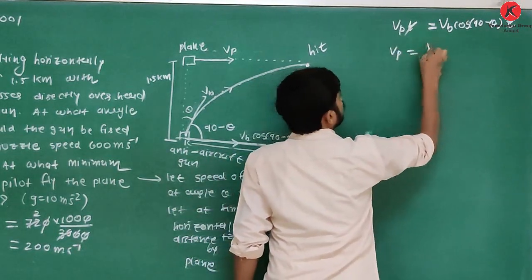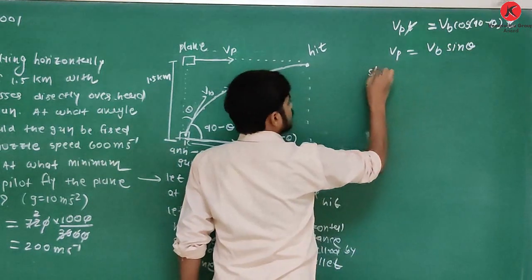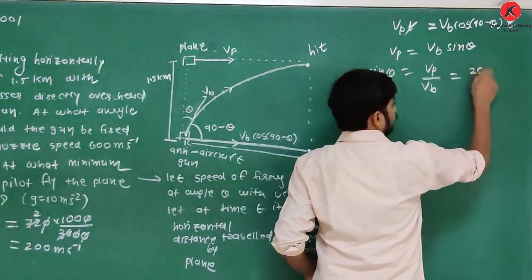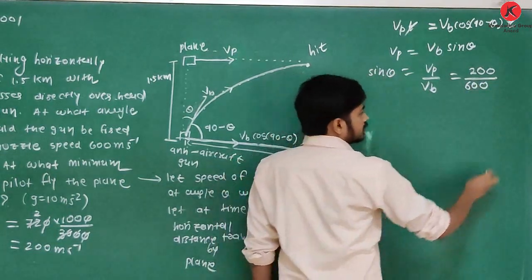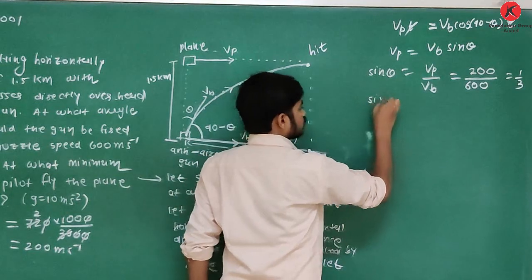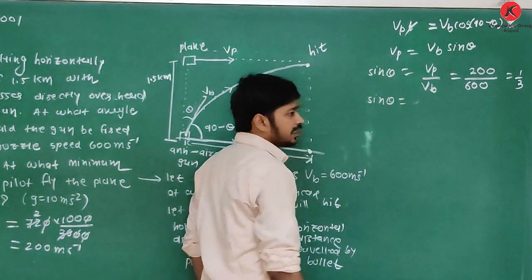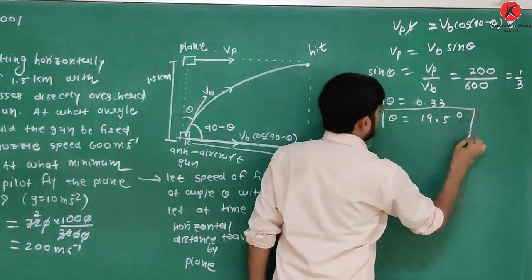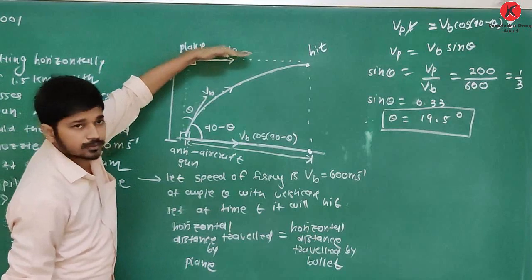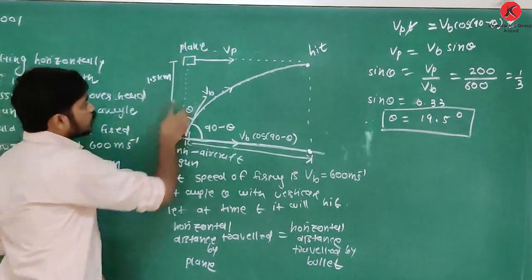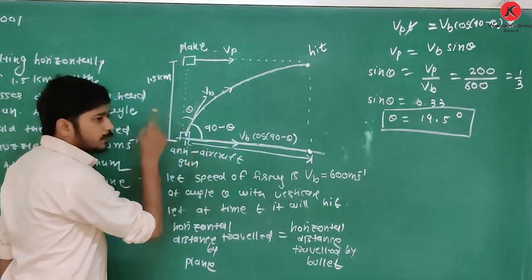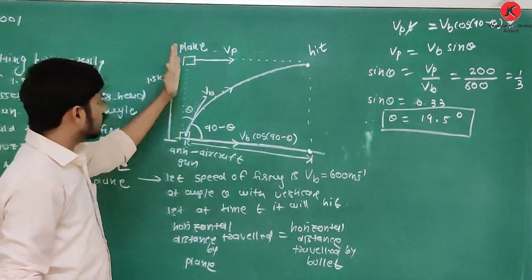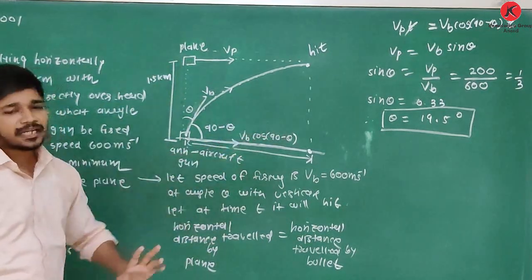Now, Vp is equal to Vb cos(90 minus theta), which means sine theta. Then sine theta is equal to Vp upon Vb. What is the speed of the plane? It is 200, divided by the bullet's, which is 600. So sine theta is equal to 1/3, which is 0.33, and therefore theta is 19.5 degrees. It means if this plane is moving at 200 km per hour, altitude is 1.5 km, then to hit this plane, the anti-aircraft gun must fire the bullet at angle theta, that is 19.5 degrees, with the vertical. If you are asked for horizontal, then it is 90 minus 19.5.